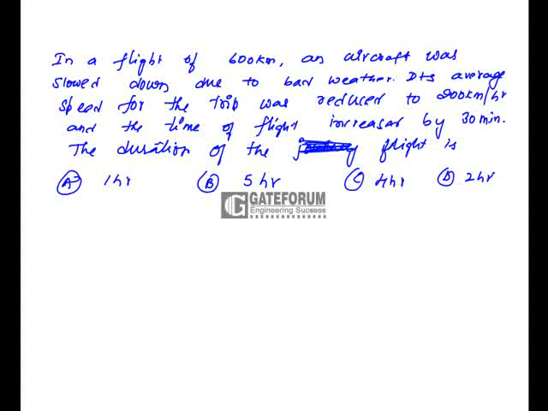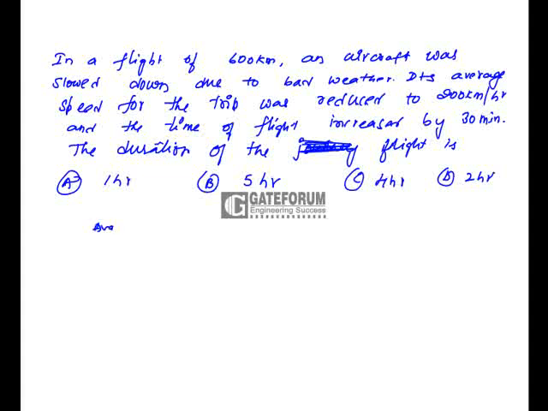So a flight has to travel 600 kilometers and because of the bad weather, it was slowed down. Its average speed of the trip was reduced by 200 kilometers. Obviously, if it is slowed down, the speed will reduce, and also the time will increase. It will take more time. So the time increases by 30 minutes. Now we have to find the entire duration of the flight.